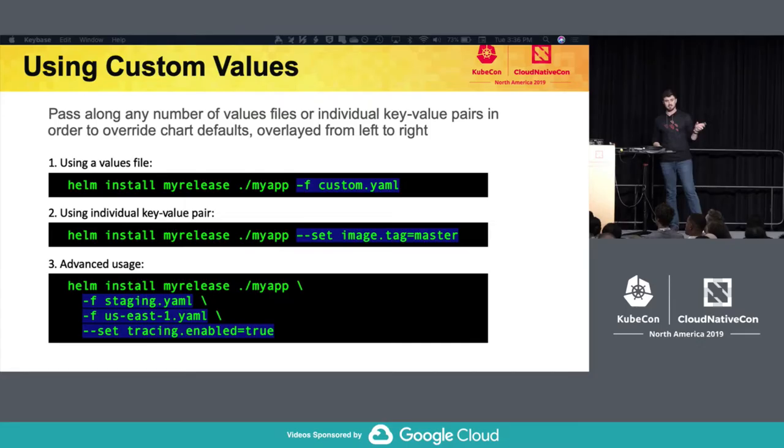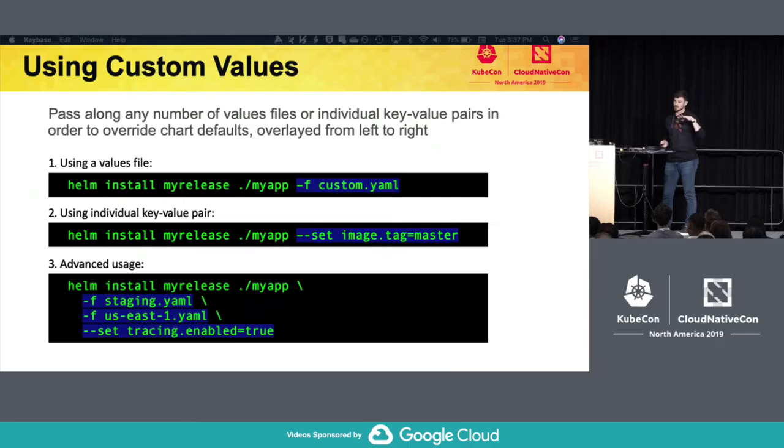You can use the -f flag. You can put an entire YAML file with any number of nested values inside of it. Or if you want to just set one little parameter, you can use the --set flag. Or you can use any combination of -f and --set. And the way that it works is it collapses from right to left. So anything on the right is giving you the latest, and it kind of collapses down, and then the final one being the defaults. And those are the values applied against your installation.